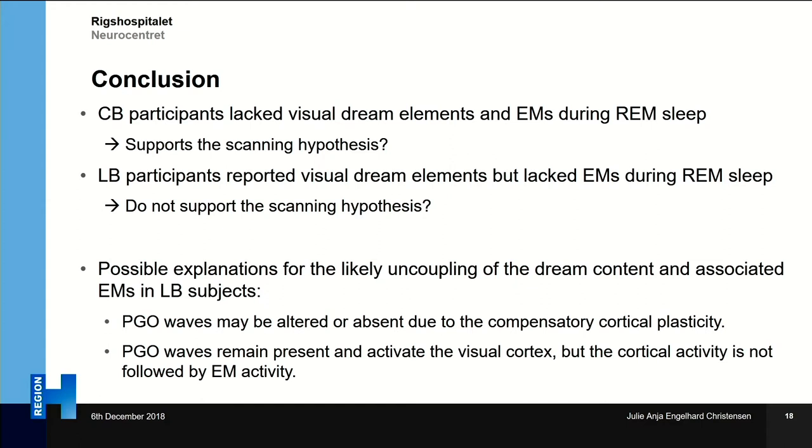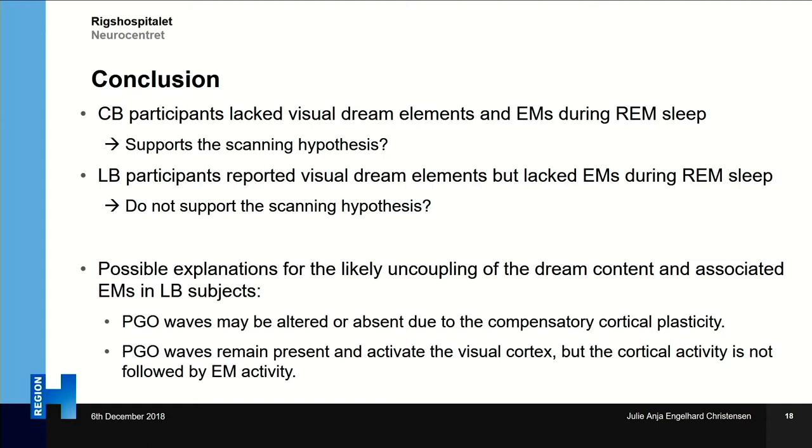Although I'm not an expert on PGO waves, I might say that we came up with some possible explanation for the likely uncoupling of the dream content and the associated eye movements in late blind participants. It might be that during the compensatory cortical plasticity that is seen when you lose your vision, the PGO waves might be altered or absent due to this plasticity. It might also be that they're still intact and still activate the visual cortex, but the cortical activity is not followed by eye movement activity. But we can for sure say, based on these results, that an uncoupling happens between the actual eye movements and the feeling of visual content in your dreams when you lose your vision.